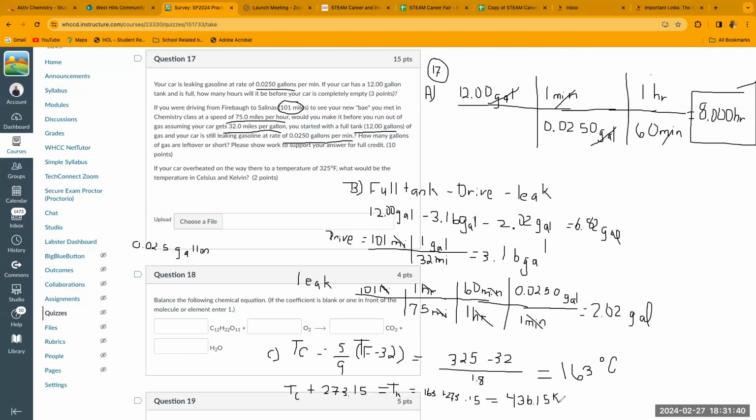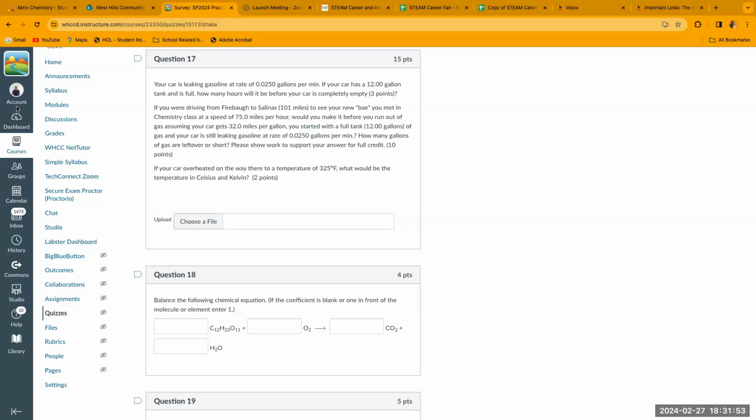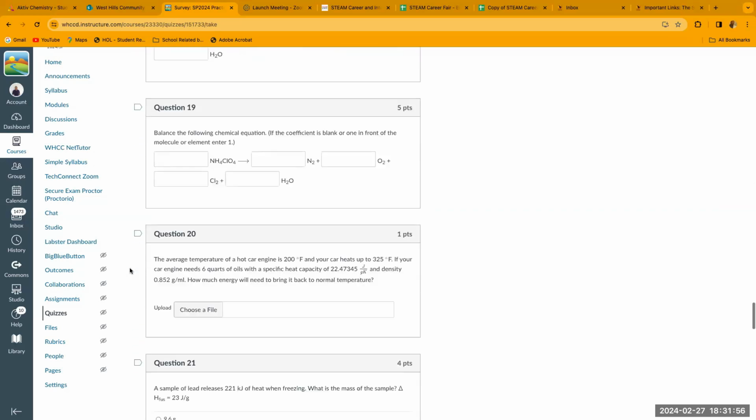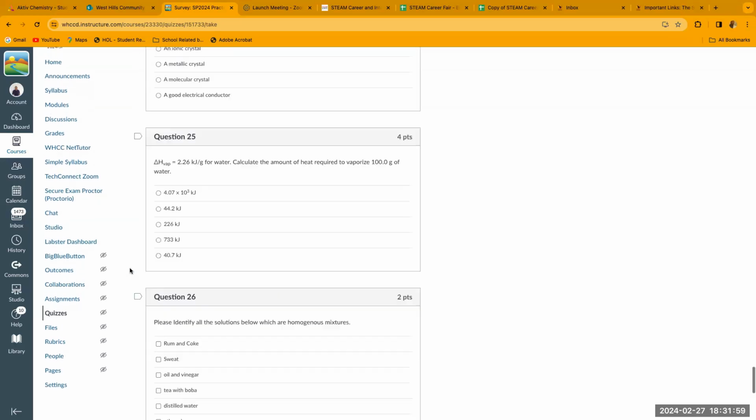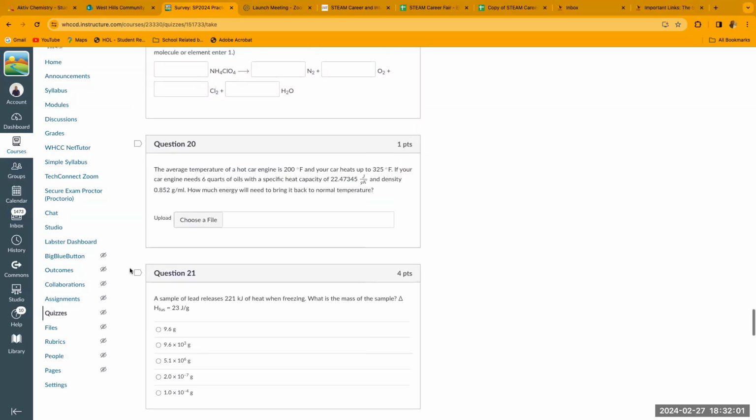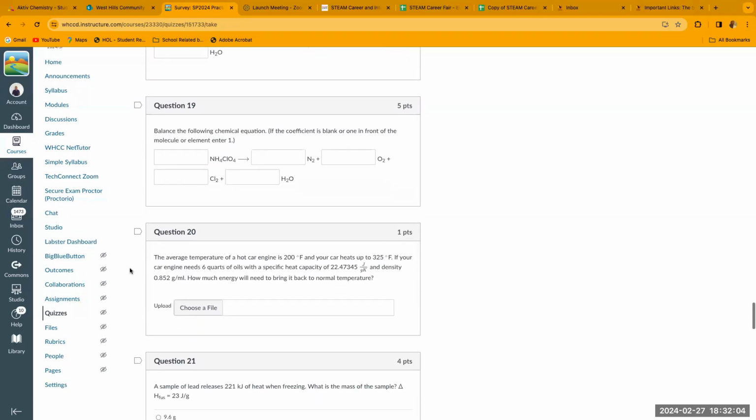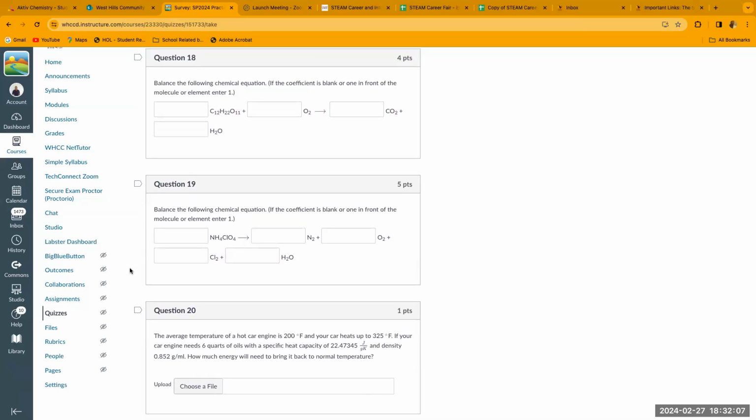Okay. Did everybody get this down? Okay. Let me clear. Okay. Number 18. Let's see, how many more do we got? Oh, we got a few more. Number 18. Okay. So we're balancing our chemical equation. What would be the first step to balancing our chemical equation?